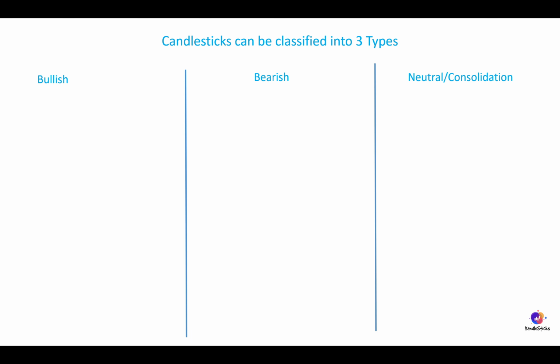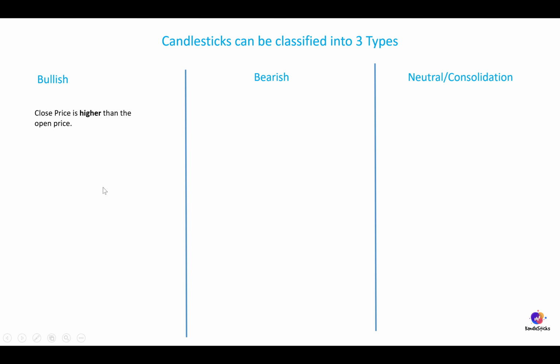So no matter what kind of candlesticks we look at from here, they will be bucketed into these three classifications, because at the end of the day, the market only moves in three directions. One is bullish, the other is bearish, a downward trend, and then consolidation, which is a sideways market.